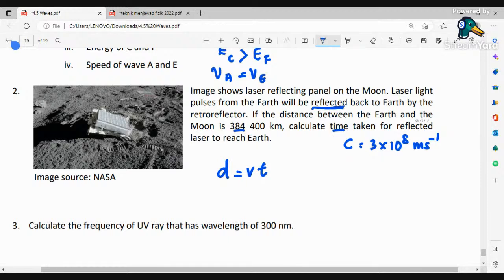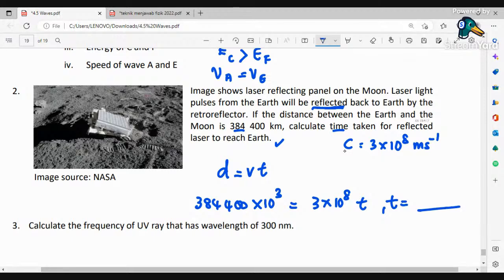Okay, the time taken to reach Earth is the round trip, sending it and back again. That means 384 400 times 10 power 3 meter, divided by 3 times 10 power 8 times T. So you find T, and you will get the answer in seconds.